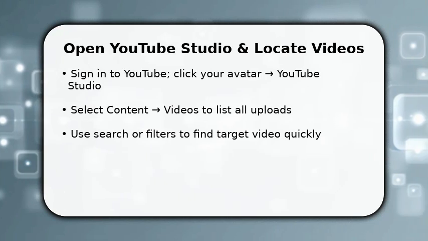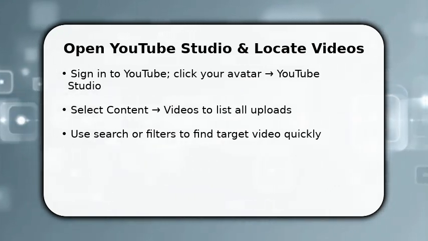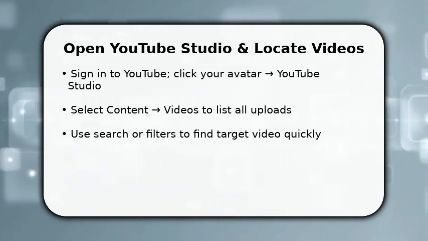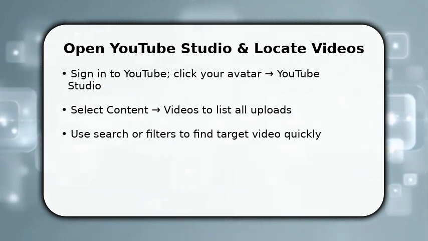You're in YouTube Studio now. Go straight to Content and open Videos. Once you see your list, find the specific upload by title, filter, or search bar so you don't edit the wrong file. Click the video row or the pencil icon to open Details.